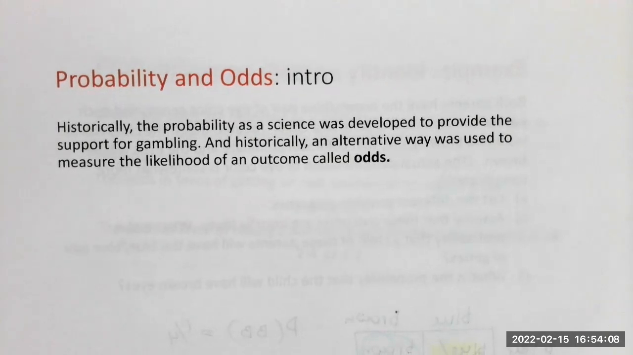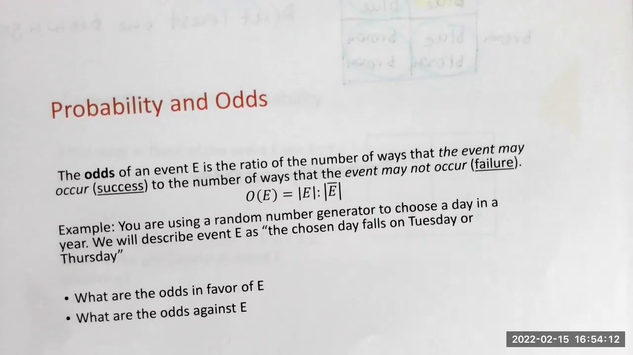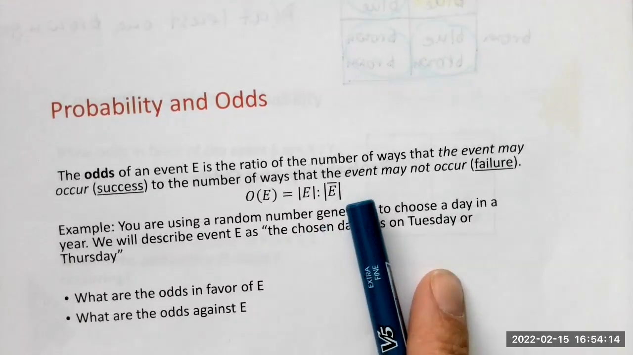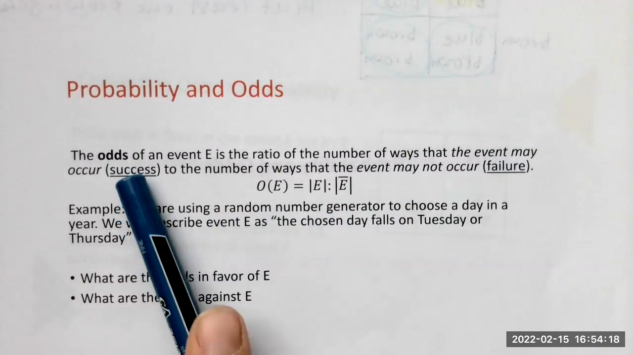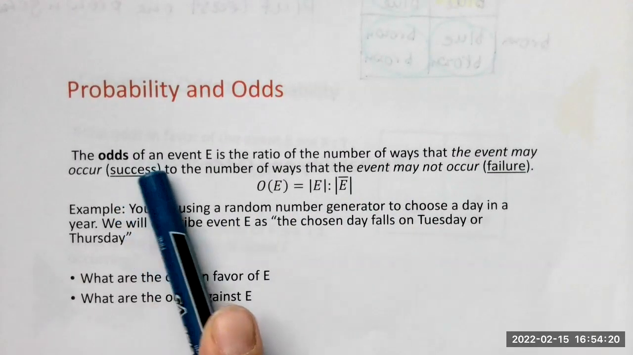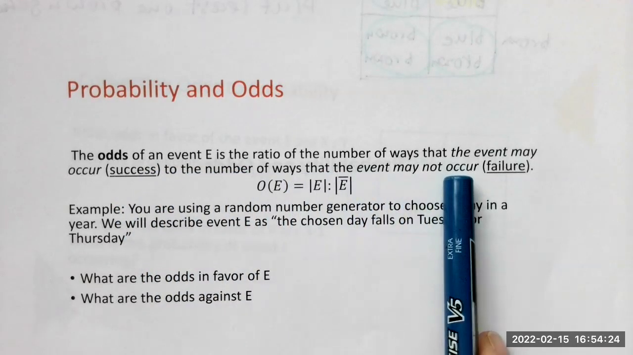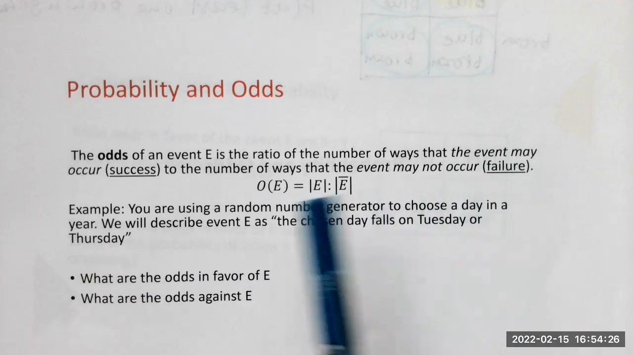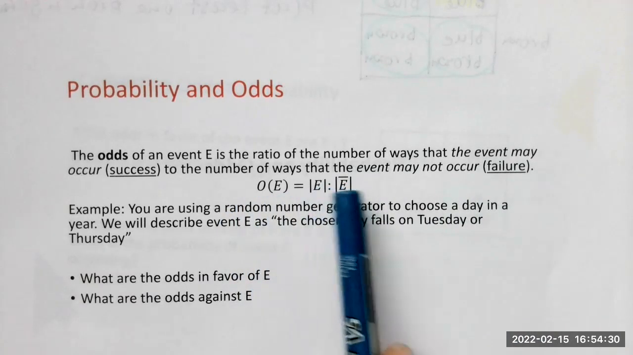All right, so the odds of an event E is the ratio of the number of ways that event may occur, or the number of successes, to the number of ways that event may not occur, or the number of failures. So the odds of event E is success to failure.